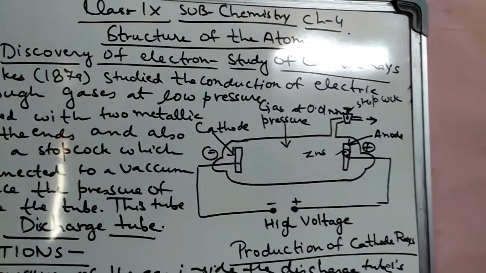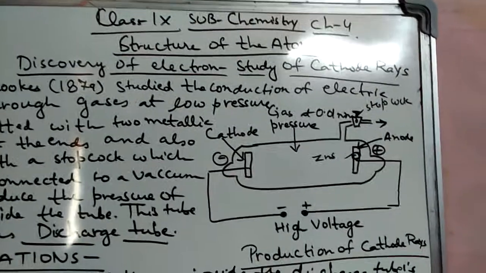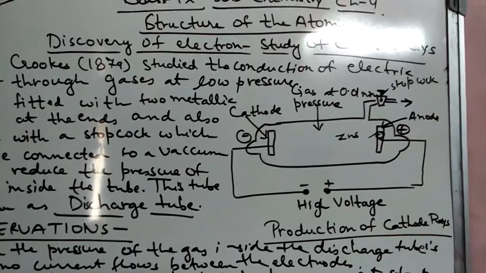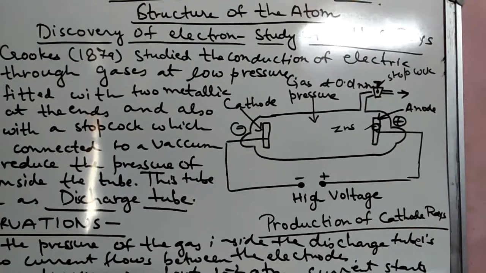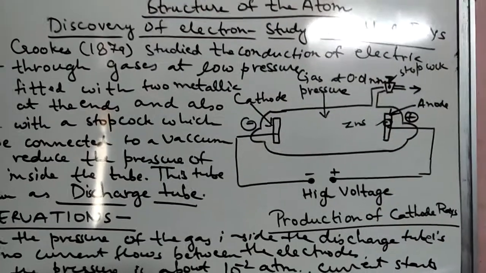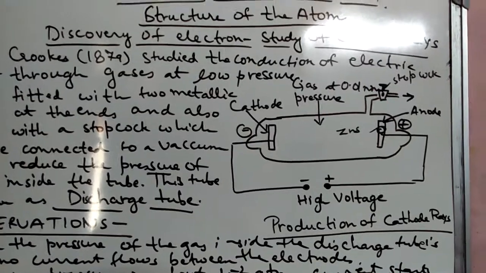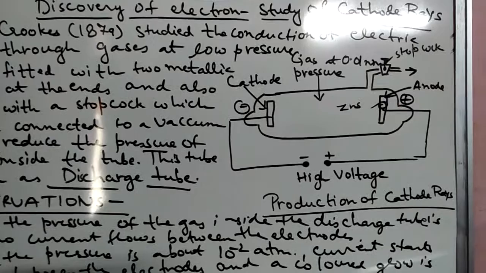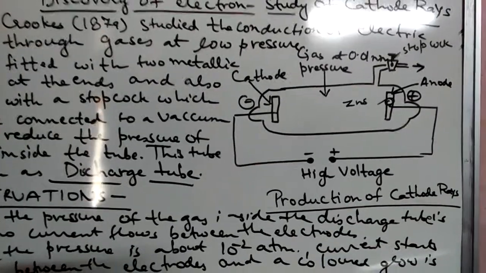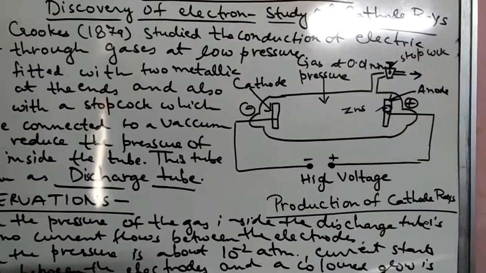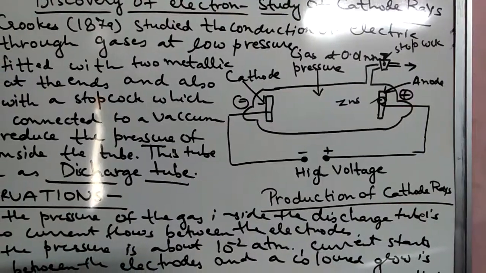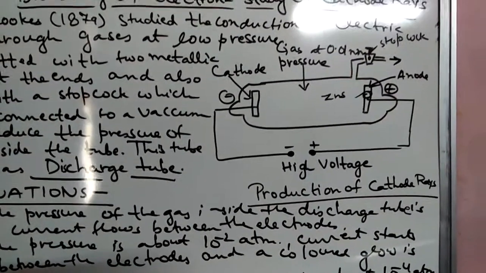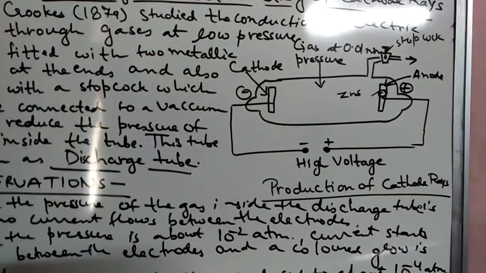Now, on the basis of these observations, he concluded that cathode rays are actually a stream of particles, right? Pieces of the atoms, and they carry a negative charge because they are coming from the cathode region. So J.J. Thomson named these subatomic particles electrons, right? These cathode rays will be called electrons. So this is the discovery of electron.